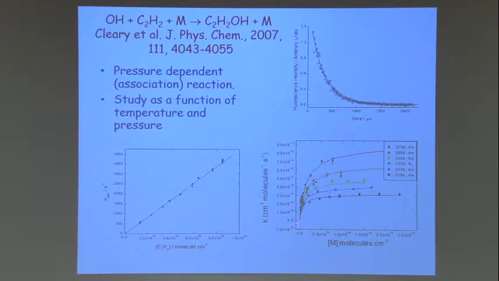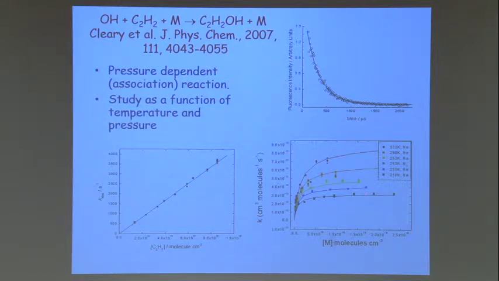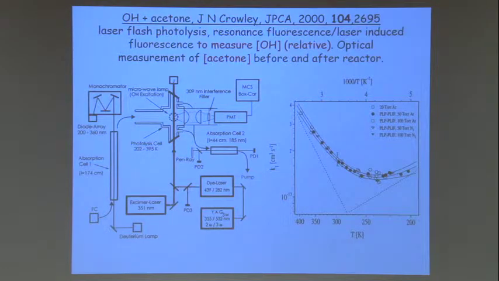And then this is a whole series of temperatures going from 210 K up to 373 K as a function of pressure, as a function of the concentration of M. And you can see that the reaction is pressure dependent. The rate constant at high pressure increases with temperature, but the thing is also pressure dependent.